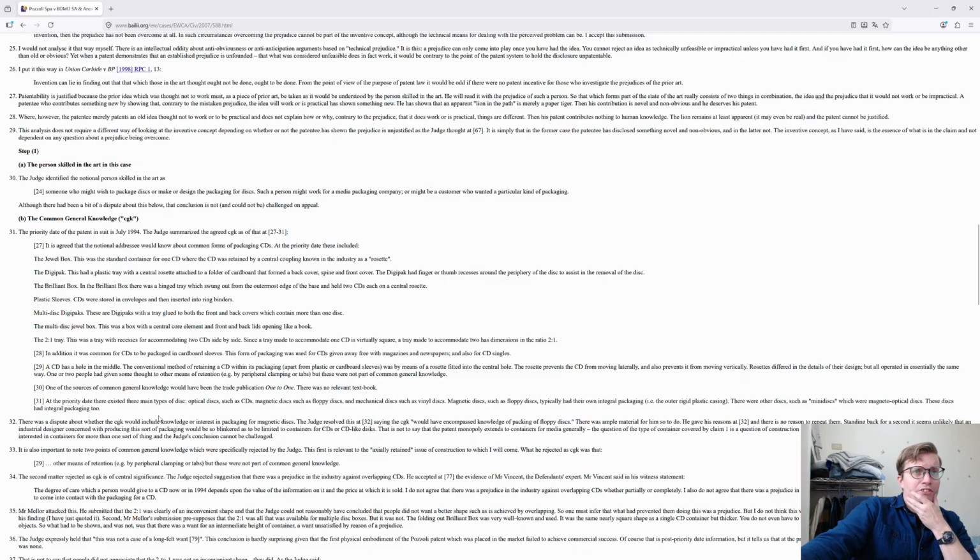In addition, it was common for CDs to be packaged in cardboard sleeves. This form of packaging was used for CDs given away free with magazines and newspapers, and also for CD singles. A CD has a hole in the middle. The conventional method of retaining a CD within its packaging, apart from plastic or cardboard sleeves, was by means of a rosette fitted into the central hole.